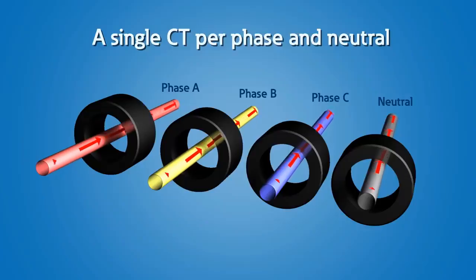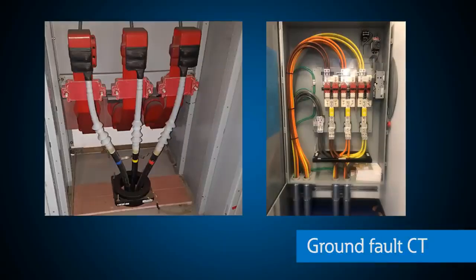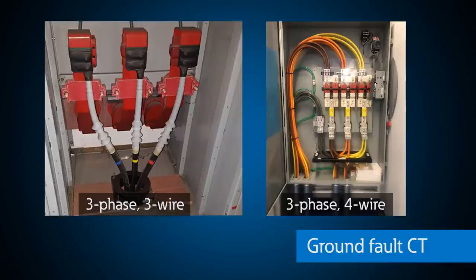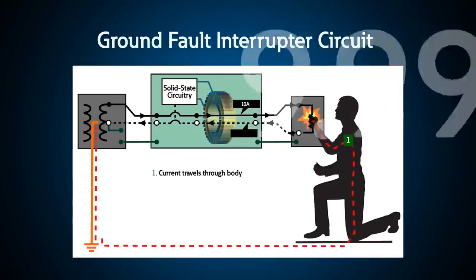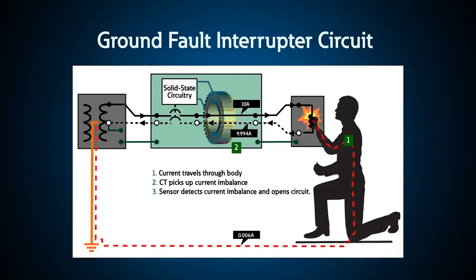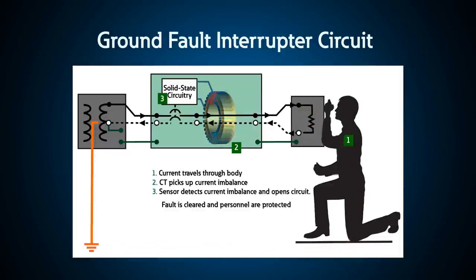A single CT is generally needed for each phase and neutral to monitor current, but for ground fault protection, a special type of CT is used. All of the phases and neutral conductors go through the ground fault CT, and if any residual current exists, in other words, current comes in on one of the phases but doesn't return on the other phases or neutral, then there is a ground fault.